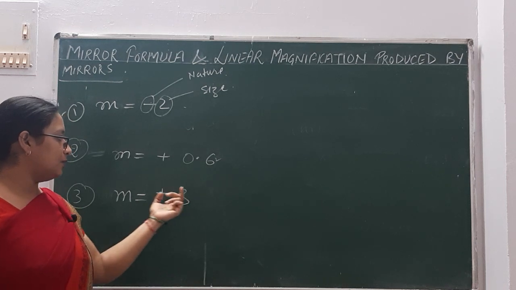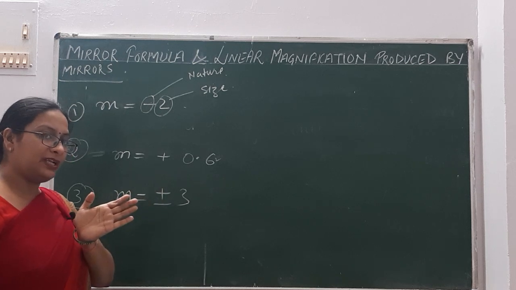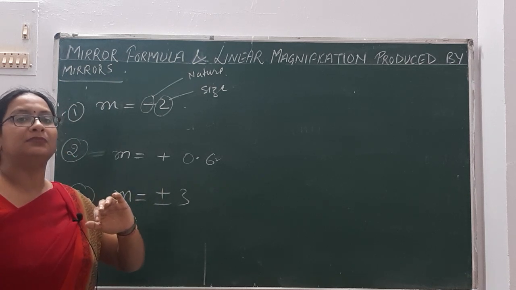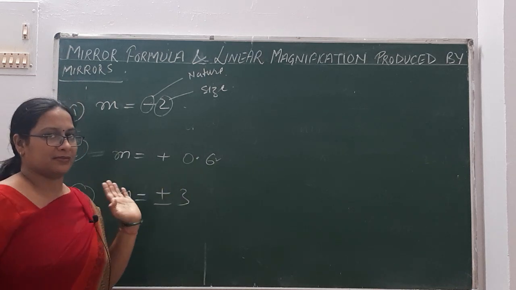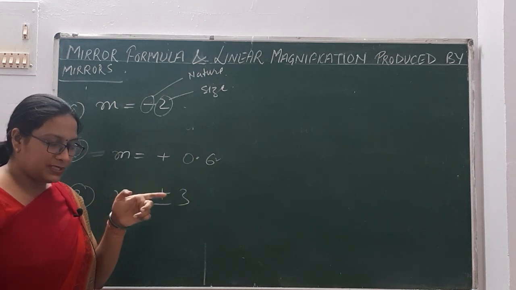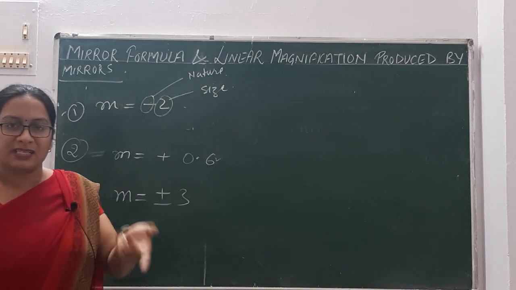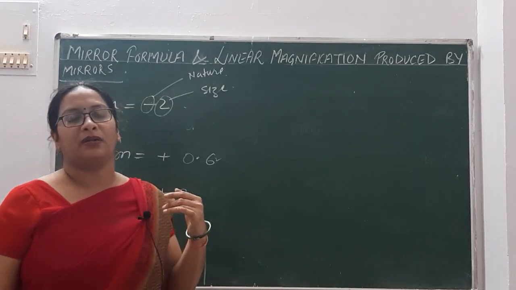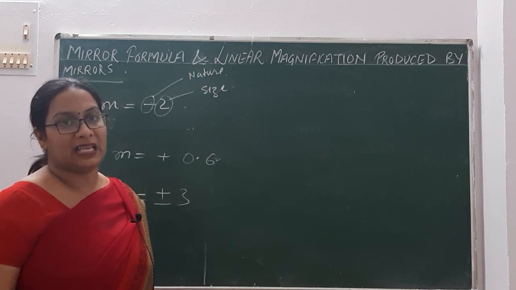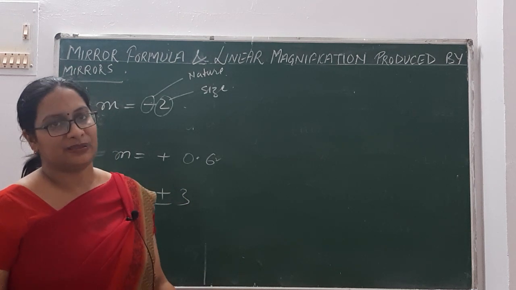So when the object is held between pole and focus, it will form enlarged virtual image. So in this case magnification will be +3, and when the object lies between C and F, in that case also concave mirror forms enlarged image, but it is real.